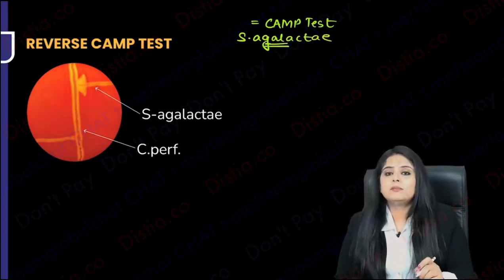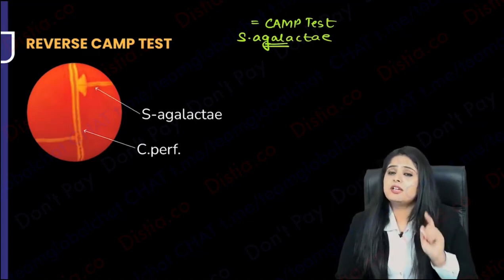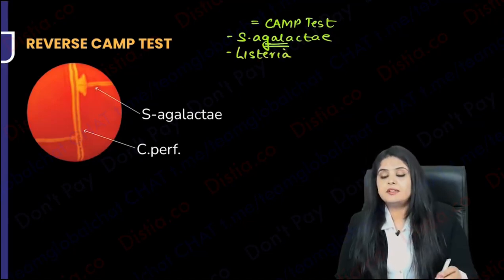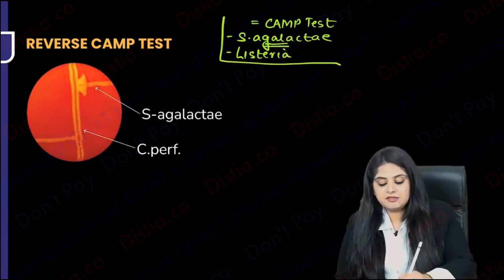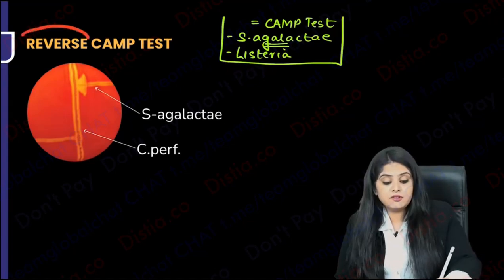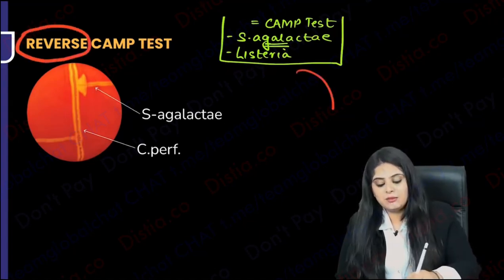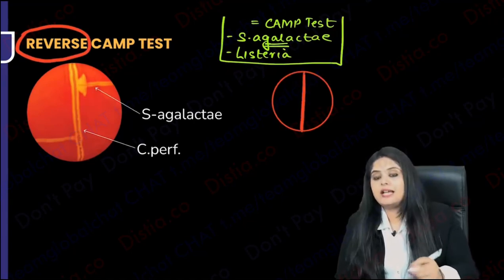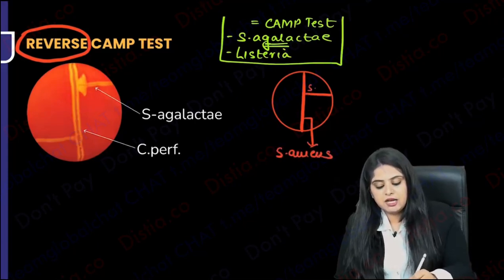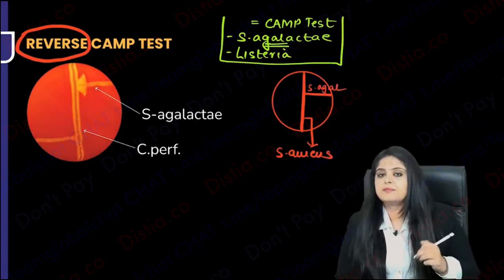And one more organism has a gala time in the camp. Remember that organism, the drunk one, Listeria. Listeria was also having a gala time in the camp. So that is going to be the CAMP test. Fine. So now I'm not talking about the CAMP test, I'm talking about the reverse CAMP test. First you will have to tell me what happened in the CAMP test. You'll say, ma'am, the long axis line that you had drawn was Staph aureus, and the perpendicular axis was agalactiae, right?